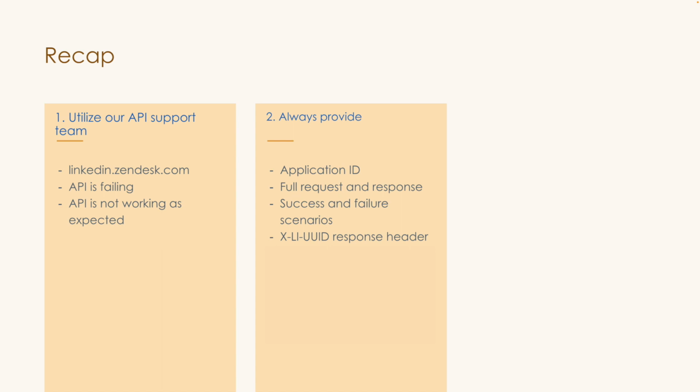All right, to recap, you can submit a Zendesk ticket at linkedin.zendesk.com to reach out to our API support team. You should do this when your API is failing or it's not working as expected. And always, always, always provide as much context as possible. So the application ID or the client ID, the full request and response for both success and failure scenarios, and the XLI UUID response header, which is unique to each individual request.